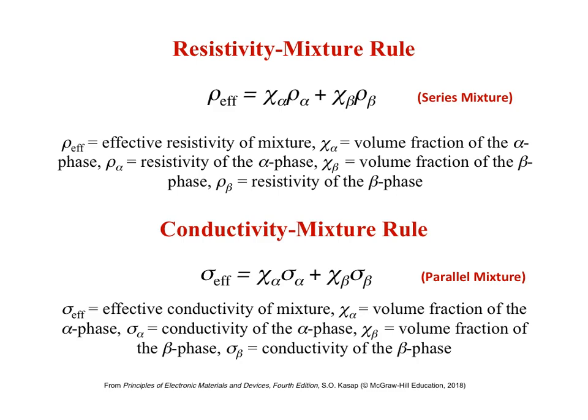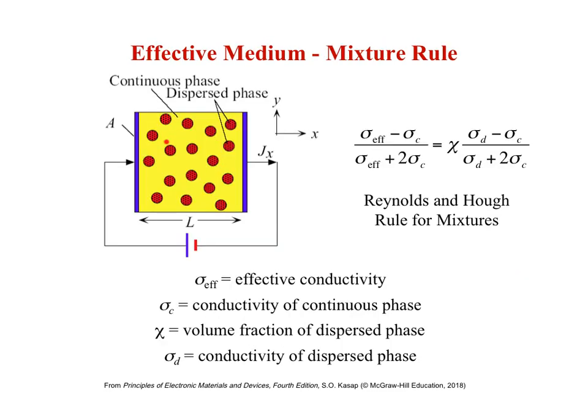material. For cases where the mixture cannot be described as being electrically in parallel or in series, we use an effective medium mixture rule. For example, the mixture rule of Reynolds describes the effective conductivity of a material which contains a continuous phase and a dispersed phase of primarily spherical particles or voids. We need to know the conductivity of the continuous phase, here shown in yellow, and also the conductivity of the dispersed phase in red, and then also the volume fraction of the dispersed phase, chi.